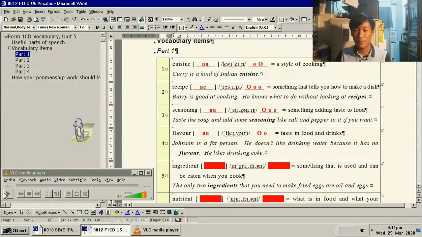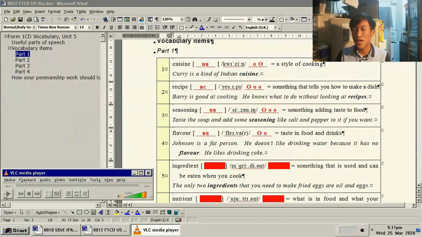Flavor. Taste in food and drinks. Johnson is a fat person. He doesn't like drinking water. Because it has no flavor. He likes drinking Coke.